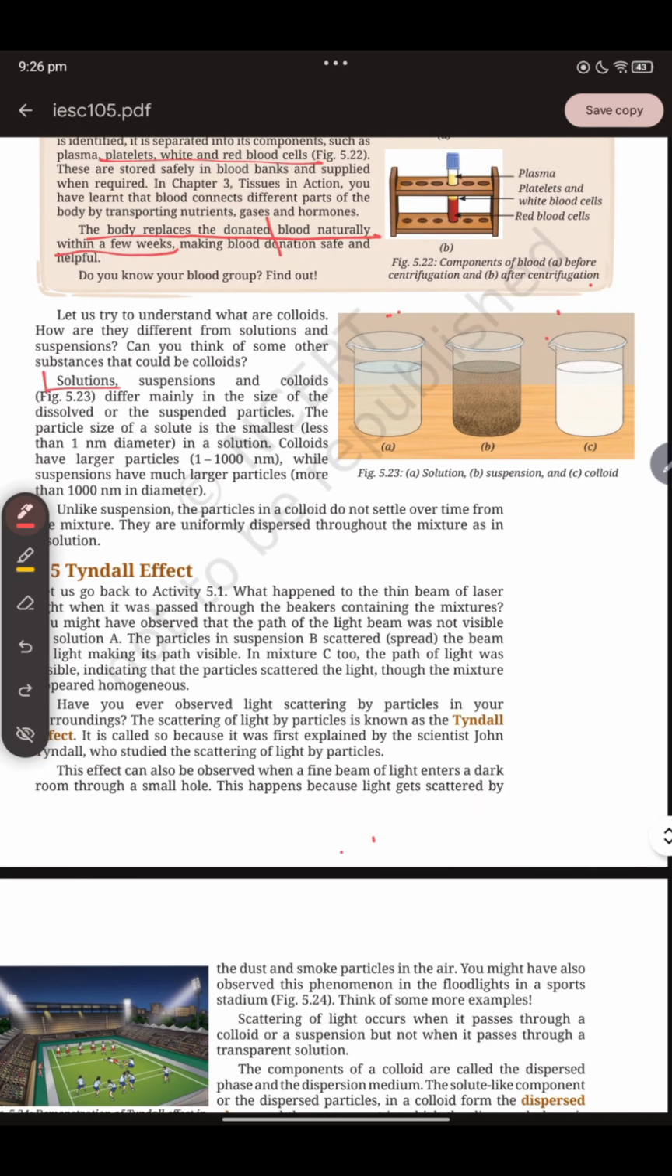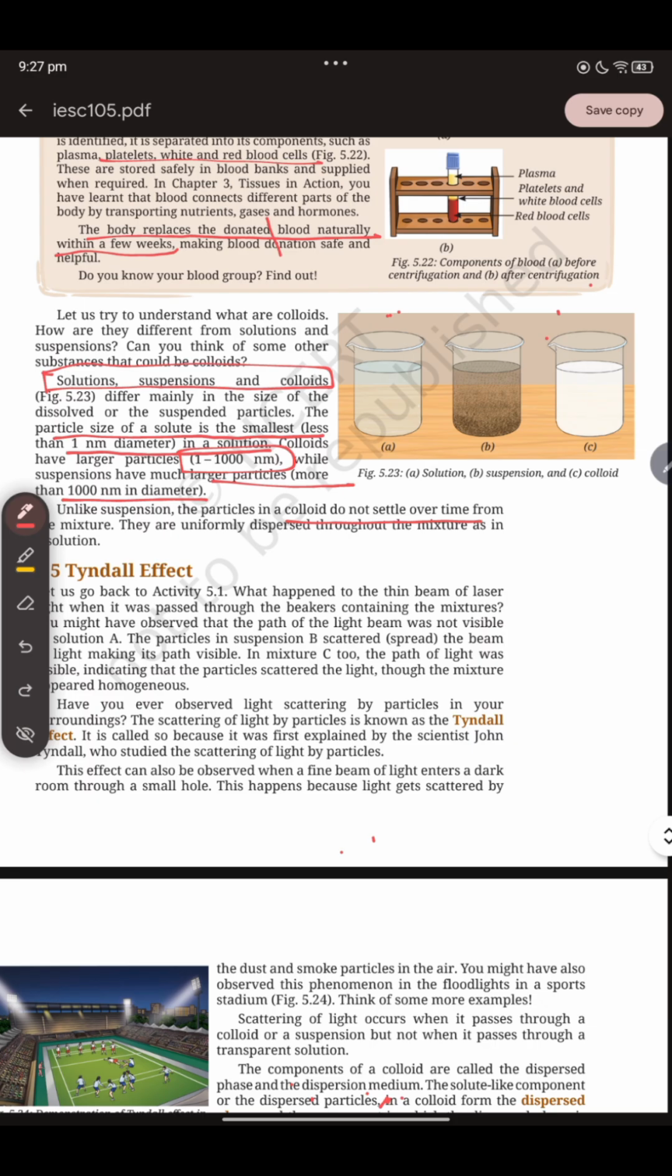What is the difference between solution, suspension and colloids on the basis of particle size? So see, the particle size of a solute in a solution is smallest, less than 1 nanometer in diameter, and it is larger, greater than 1000 nanometer in diameter, for suspension, and within this range, 1 to 1000 nanometer, it is for colloids. So unlike suspension, the particles of a colloid do not settle down over time.